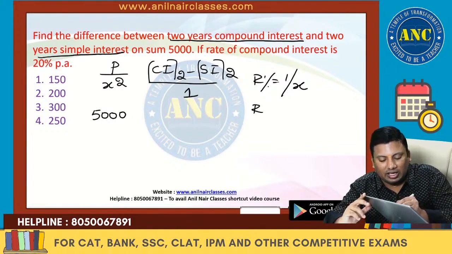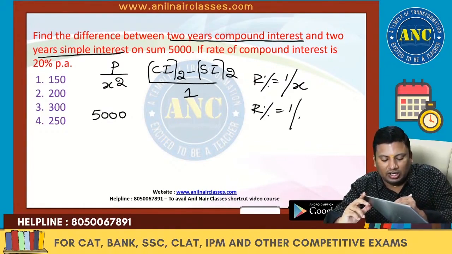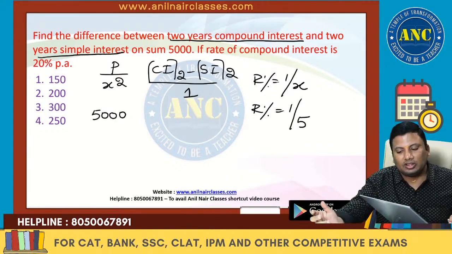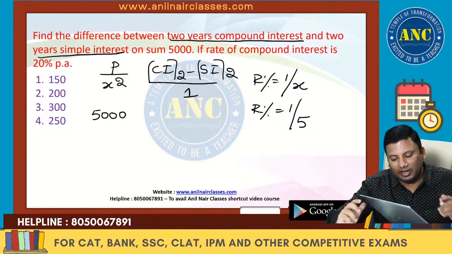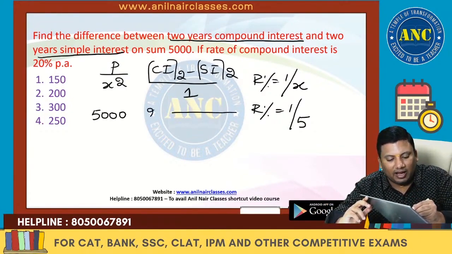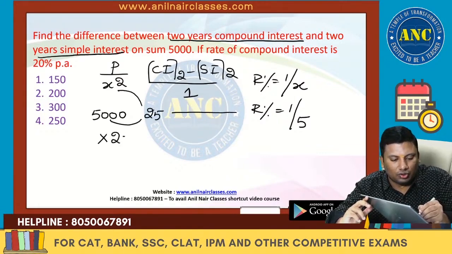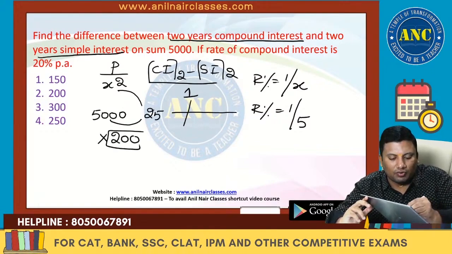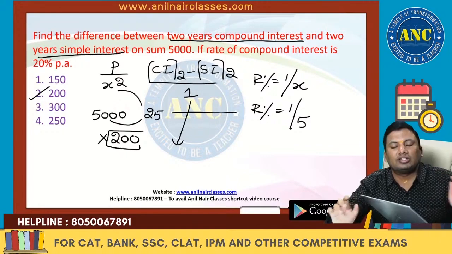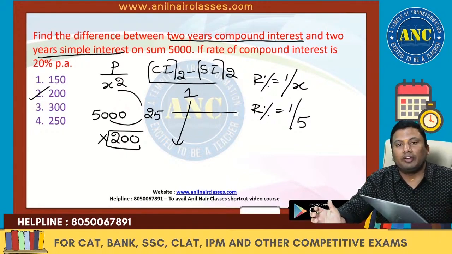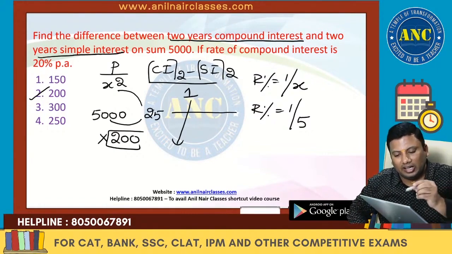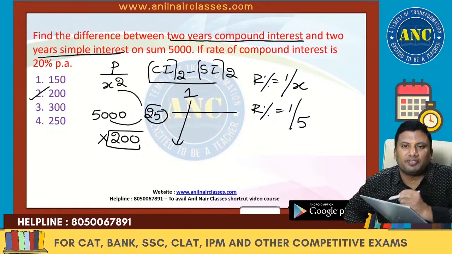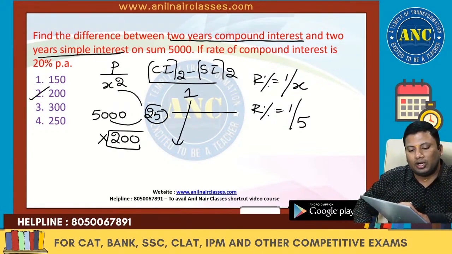If the rate of interest is 20 percentage, 20 percentage is 1 by 5. These 1 by 5 when the value for P is nothing but 25. These into 200. Are you with me? So 1 into 200. Answer is nothing but 200. So if R percentage is 1 by 5, principal is 5 square 25. But in the question it is 5000. So into 200.